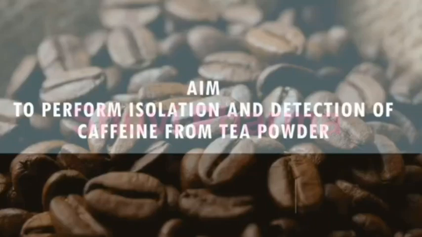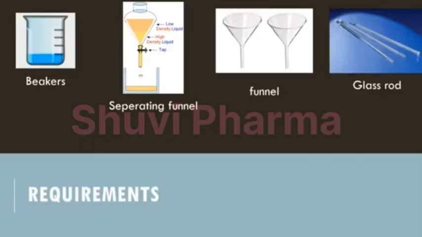The aim for the practical is to perform isolation and detection of caffeine from tea powder. The requirements for the practical are: a beaker, separating funnel, simple funnel, and a glass rod.